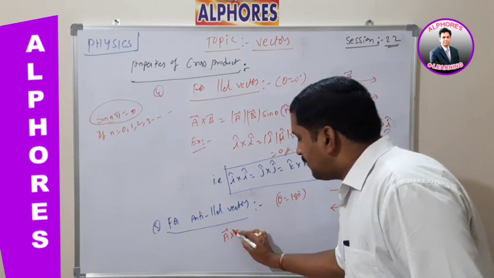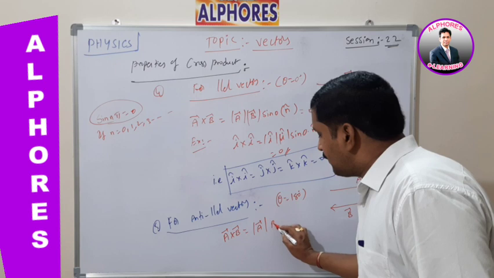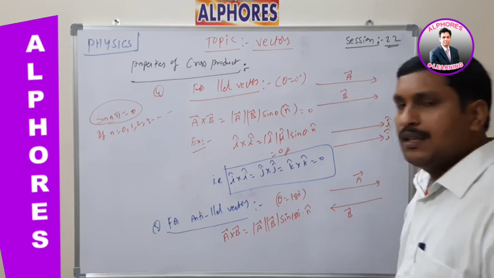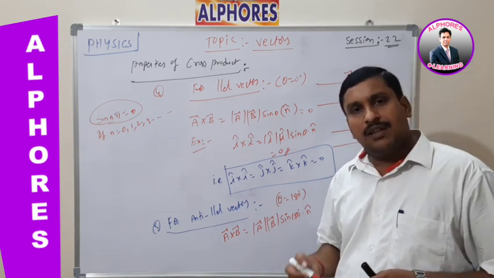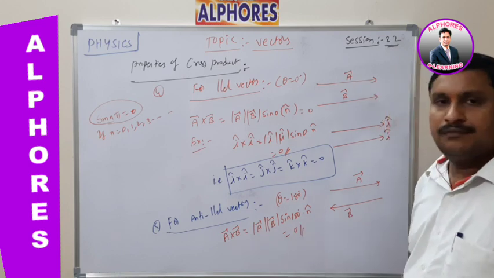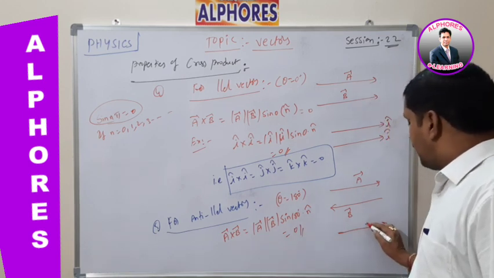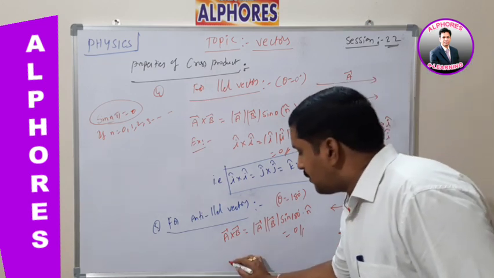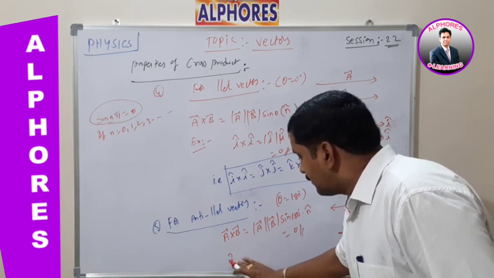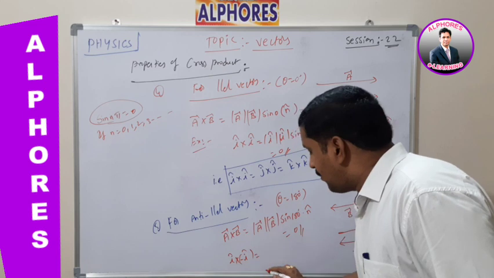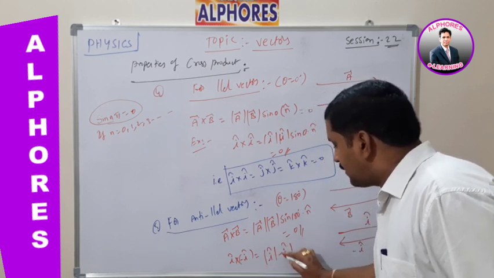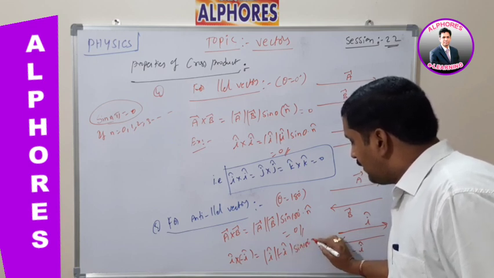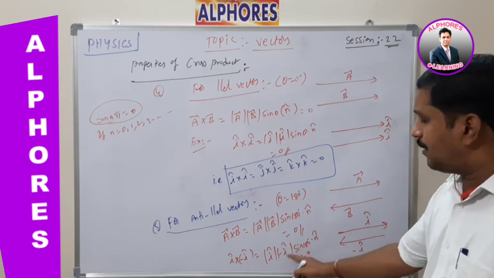What happens to the cross product of these two vectors? a bar cross b bar is equal to modulus of a bar into modulus of b bar into sin 180 degrees into n cap. We know already sin 0 is 0, sin 180 is also 0. So the value is 0. Here I take this as I cap and this as minus I cap, a negative vector, like anti-parallel vectors. I cap cross minus I cap is equal to modulus of I cap into modulus of minus I cap into sin 180 into n cap. This is 0 because sin 180 is 0, and 0 into something is 0.